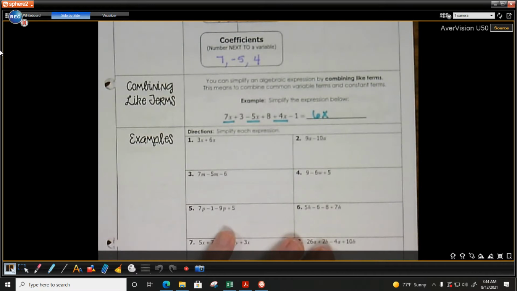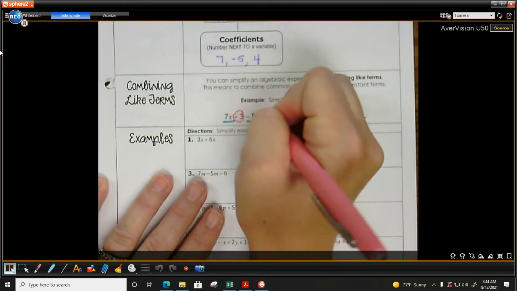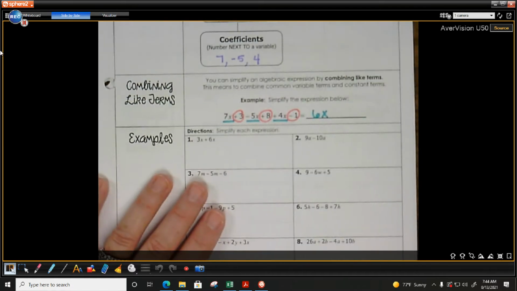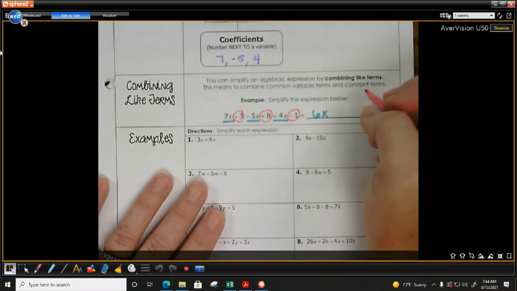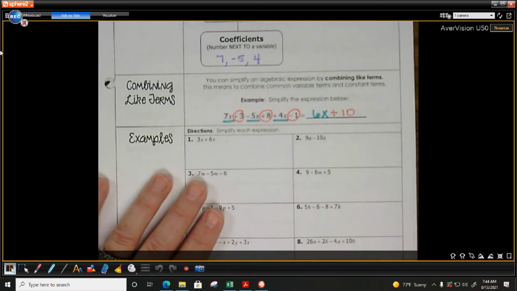You good with that? Now let's look at our constants. I have a positive 3, a positive 8, and a minus 1. What's 3 plus 8? 11. Minus 1. 10. And is it a positive or negative? So what needs to be in front of it? Plus 10. Are those two like terms? Why not? One has a variable, so one's a variable term, one's a constant. No variable. Good with that?